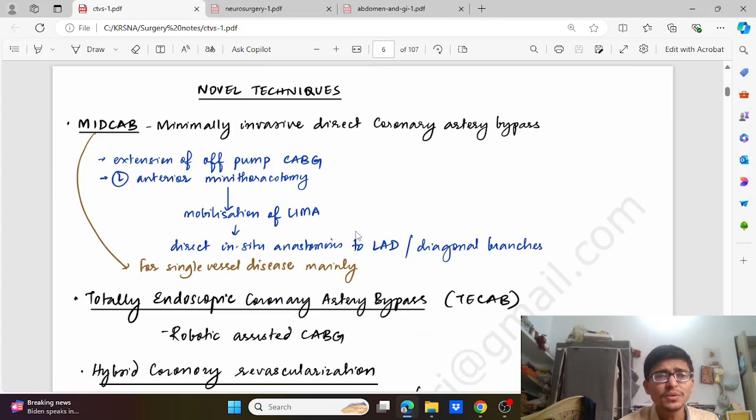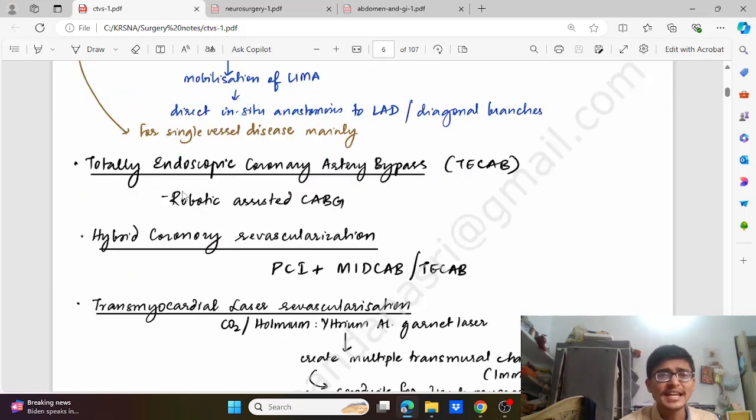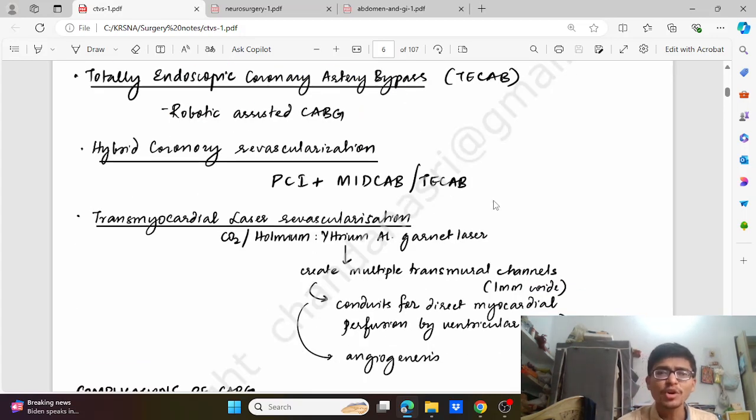So now we come to the novel techniques, that is the MIDCAB, the minimally invasive direct coronary artery bypass, which is an extension of off-pump CABG, where left anterior mini thoracotomy, mobilization of LIMA, and direct in situ anastomosis to LAD and diagonal branches are done. It is used mainly only for single vessel disease. Then we have TECAB, total endoscopic coronary artery bypass, that is done with the help of robotic assistance. Then hybrid coronary revascularization, that is PCI with MIDCAB or TECAB.